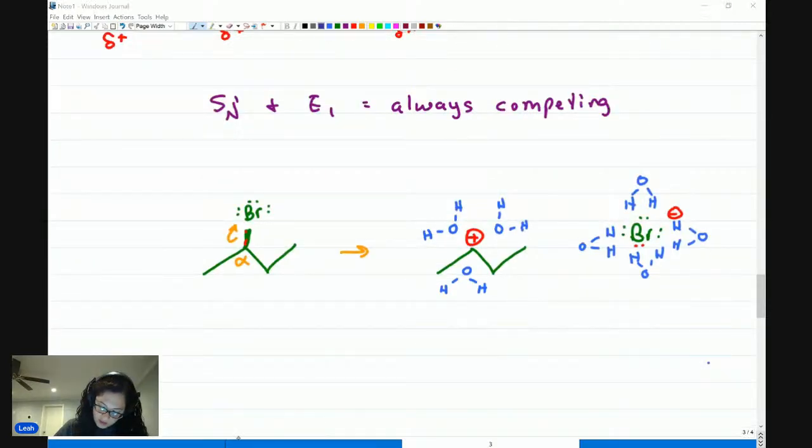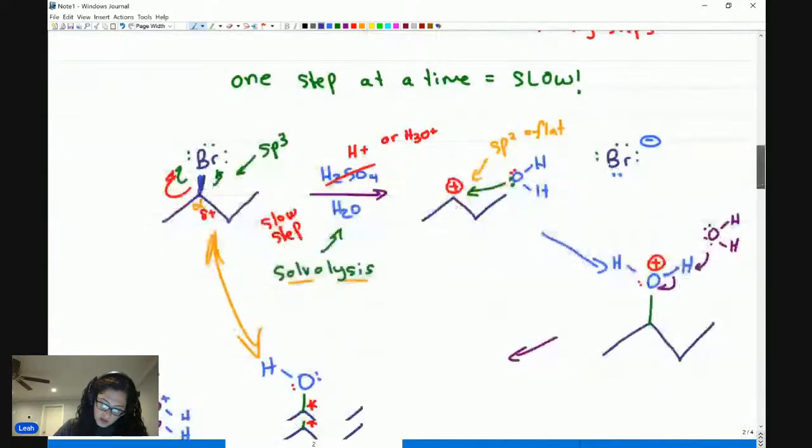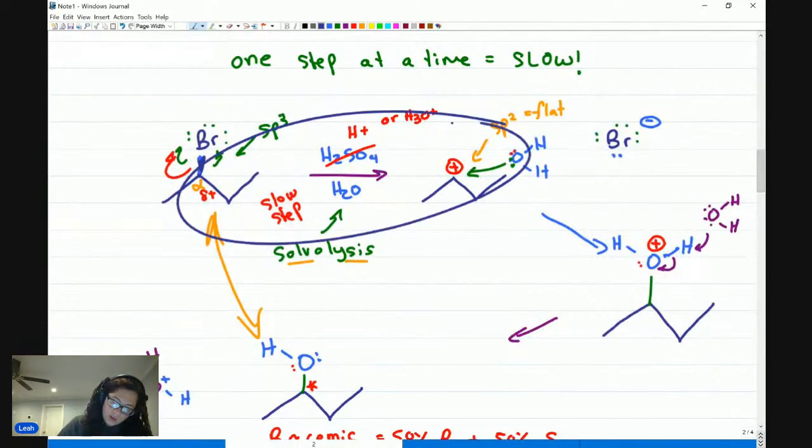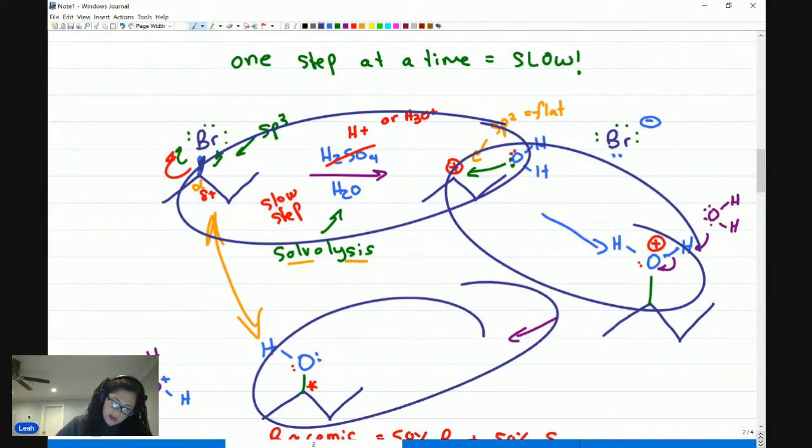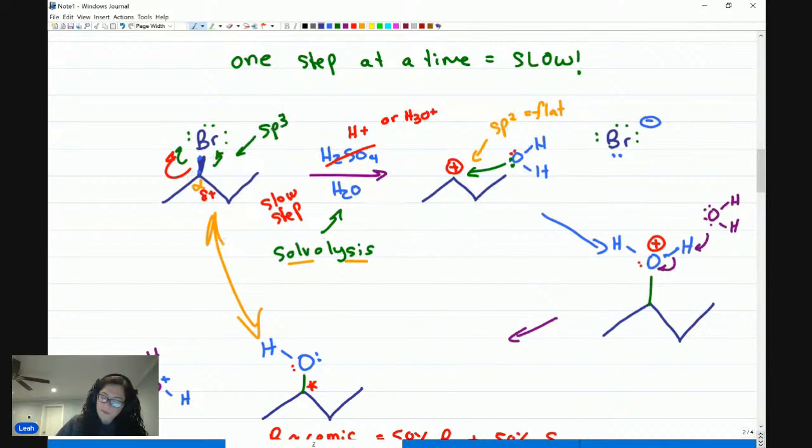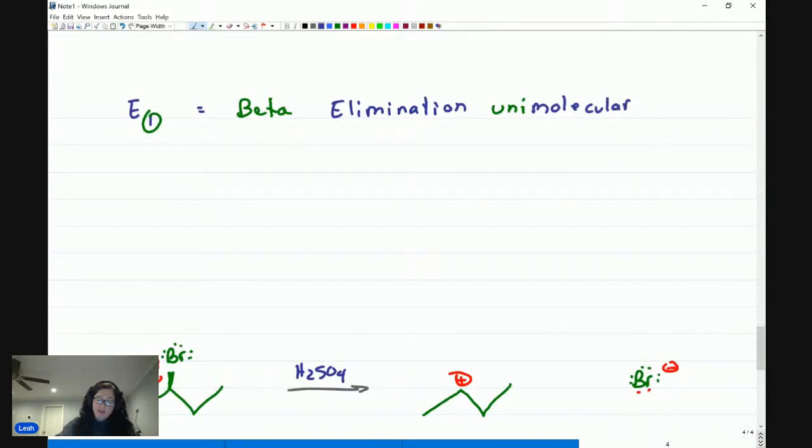Where did I show you that mechanism? Hang on. Here we go. Okay. So we had 1 step, 2 step, 3 step. This was a 3-step reaction. Let's look at what happens with this one. Unimolecular, once again, means it's one at a time. Multi-step reaction, because it has the carbocation intermediate.